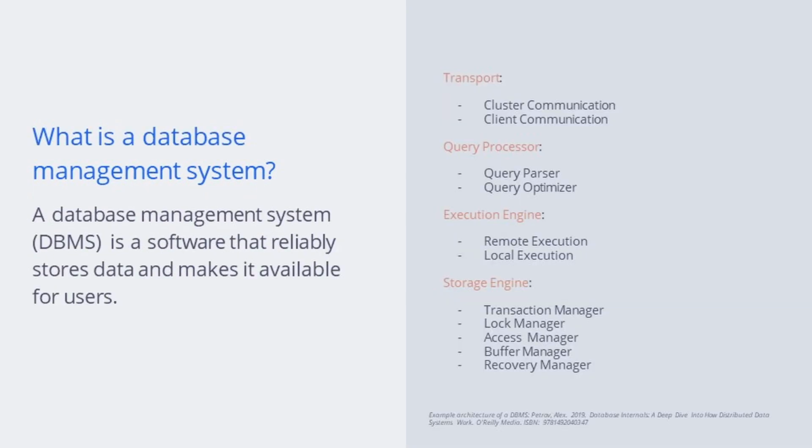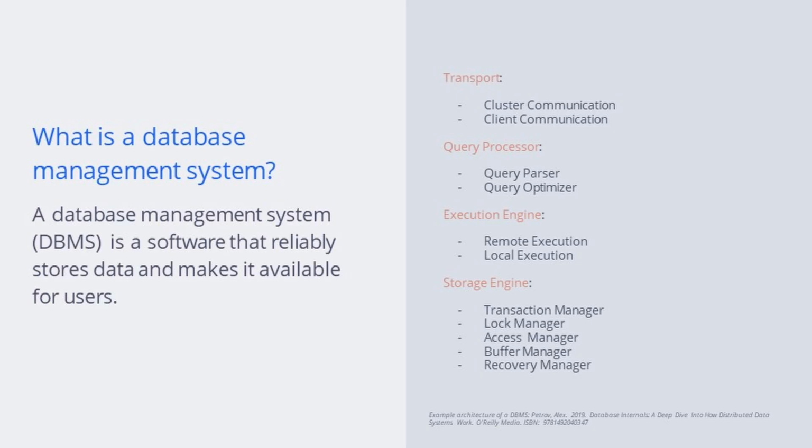But we are going to distinguish between a database and a database management system. A database management system is a software that reliably stores data and makes it available for users. In practice, most of the time, if you are talking about a database, you will mean a database management system as well. But just to make it clear here, a database management system is much more than a single file that stores structured information.